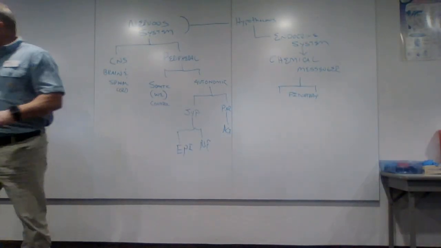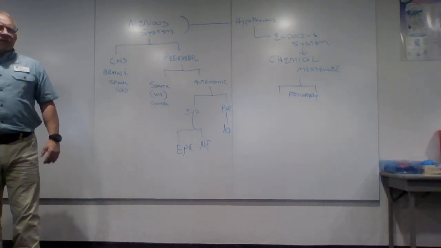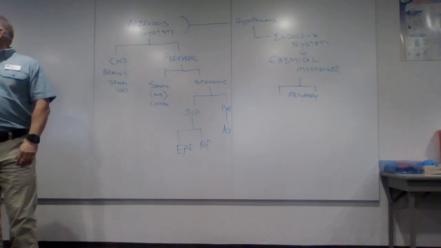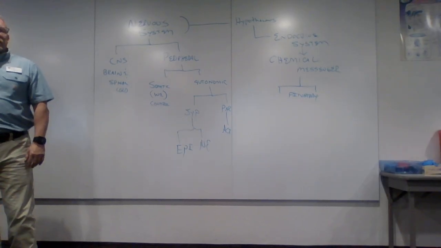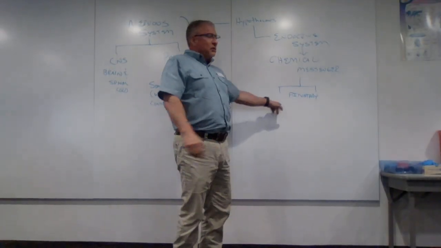All right. So the pituitary gland, master gland. What controls the pituitary gland? I forgot. The endocrine system, which is also controlled by the hypothalamus. Hypothalamus controls the pituitary gland.